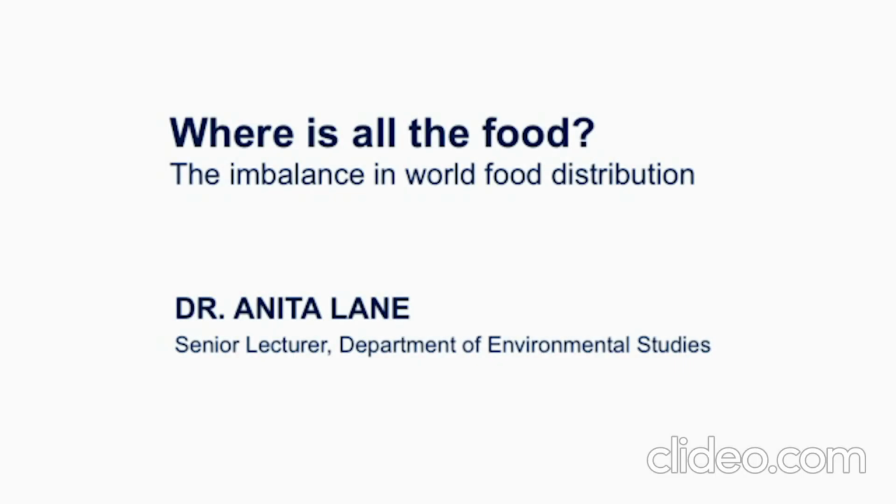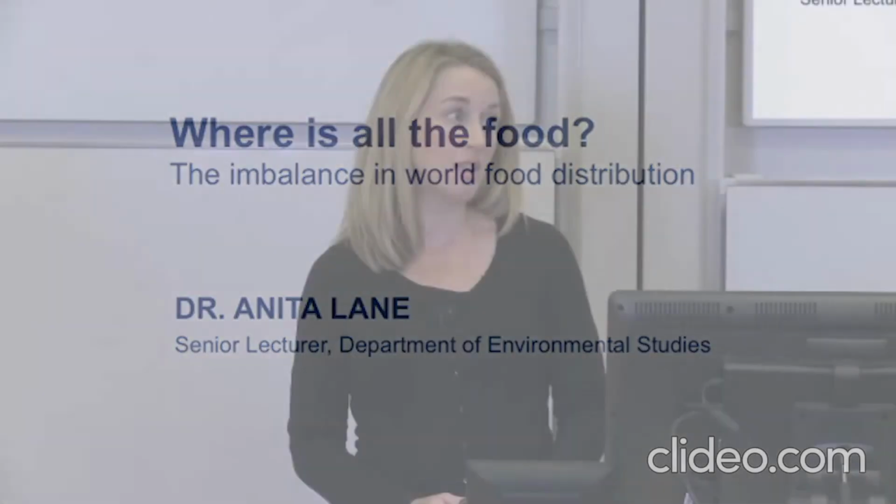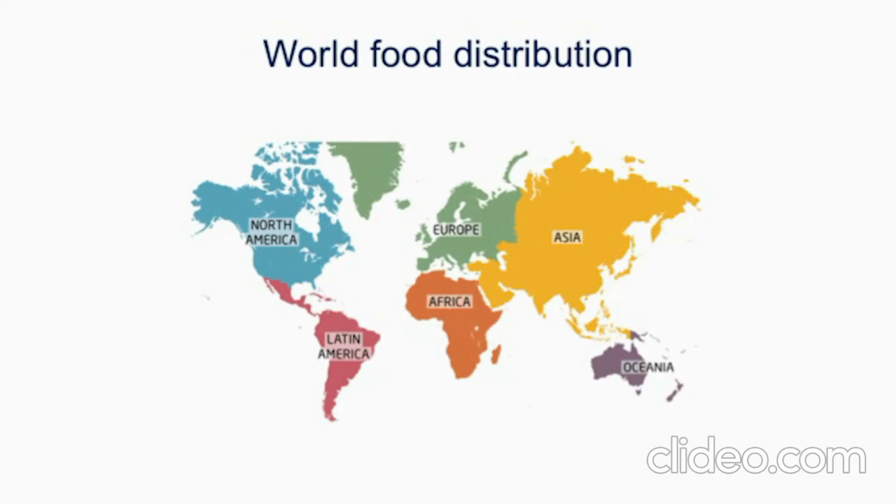So, today we're going to be looking at food production and consumption globally, and some of the issues affecting production and consumption in different parts of the world. As you know, and as we've discussed before, there are huge differences in the amount and the quality of food available to people across the world, depending on which part of the world they live in.